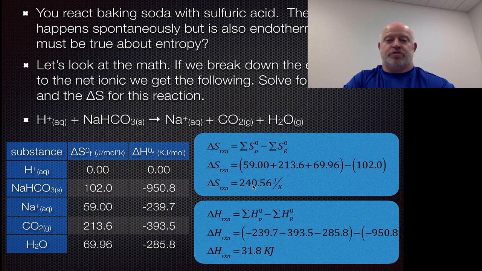All right, so let's take a look. Entropy is positive, should be spontaneous. Enthalpy is positive, it should be non-spontaneous. So the entropy here has to override this. But if you look close, this is in joules per Kelvin, and this is in kilojoules. We only have 240.56 joules per Kelvin here, and if we convert this, it would be 31,800 joules. So there has to be a reason why 240 joules can dominate over 32,000 joules.